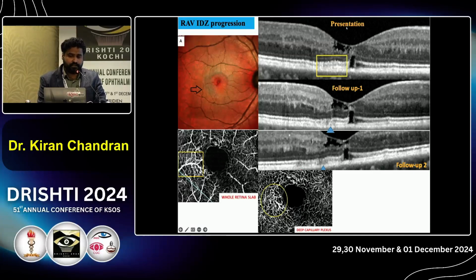At presentation, the OCT does not show much IDZ changes. This is called IDZ at risk, which appears as a serrated appearance of IDZ. And on follow-up 1 and follow-up 2, you can see the IDZ is attenuated followed by complete loss of the IDZ at the final year follow-up.